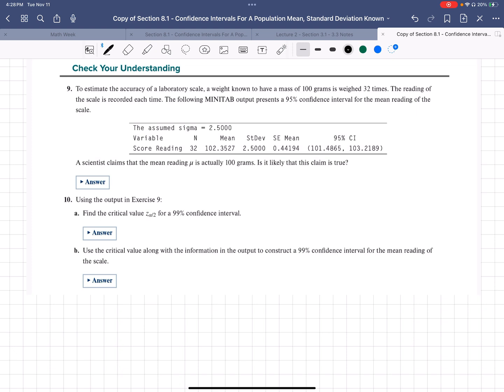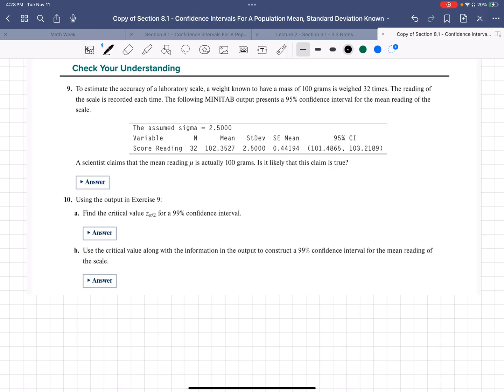Okay, 9 says to estimate the accuracy of a laboratory scale, a weight known to have a mass of 100 grams is weighed 32 times. The reading of the scale is recorded each time. The following Minitab output presents a 95% confidence interval for the mean reading of the scale. Mean reading, not recording. I'm tired, guys. I'm glad we're nearly done. A scientist claims that the mean reading mu is actually 100 grams. Is it likely that this claim is true?